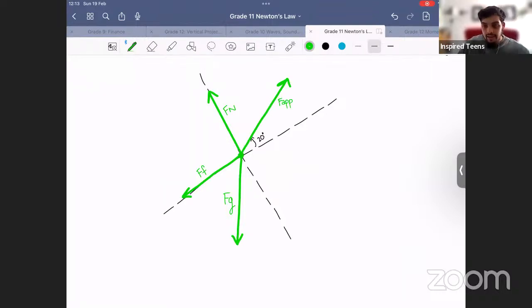And finally, I have my tension as well, which is down left. So there's two ways to do this. The way I prefer is to just go over that and create another one. And then you have F tension.